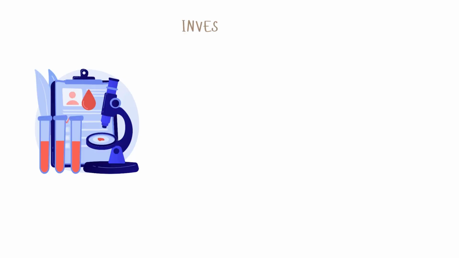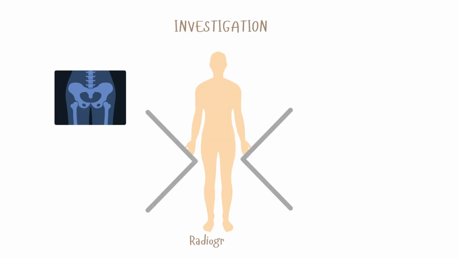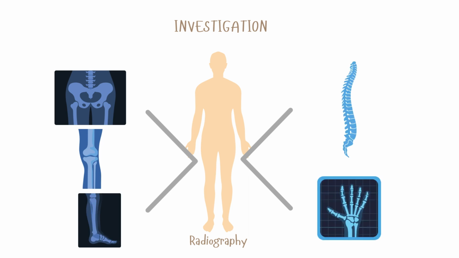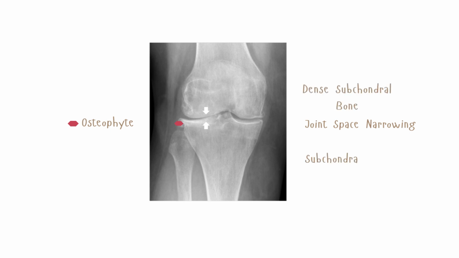The common tests that are done for the diagnosis of osteoarthritis are the laboratory tests, in which ESR, CBC, ANA, and rheumatoid factor are all found to be normal. The most accurate test for osteoarthritis is the radiography of the affected joint, in which the X-rays show joint space narrowing, osteophyte formation, dense subchondral bone, and bone cyst.